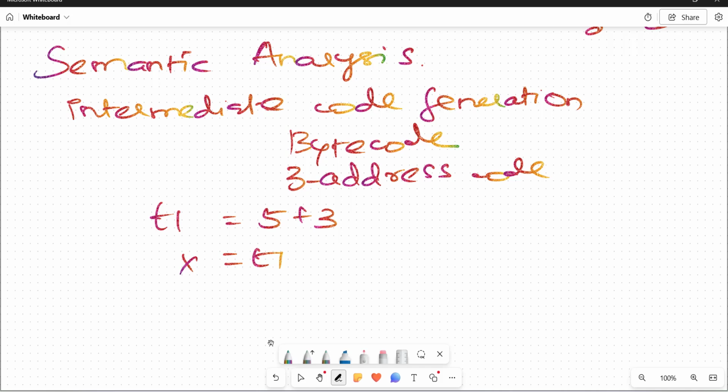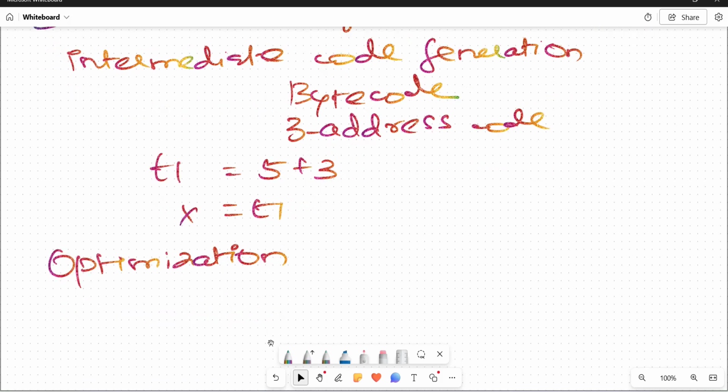And the next step is optimization. Here it improves the performance of the code, for example by removing redundant calculations. It doesn't change the output, it just makes it faster or smaller. Since 5 plus 3 is a constant expression, the compiler can simplify it to x = 8 instead of 5 + 3. This reduces the runtime work. So this is what optimization does.